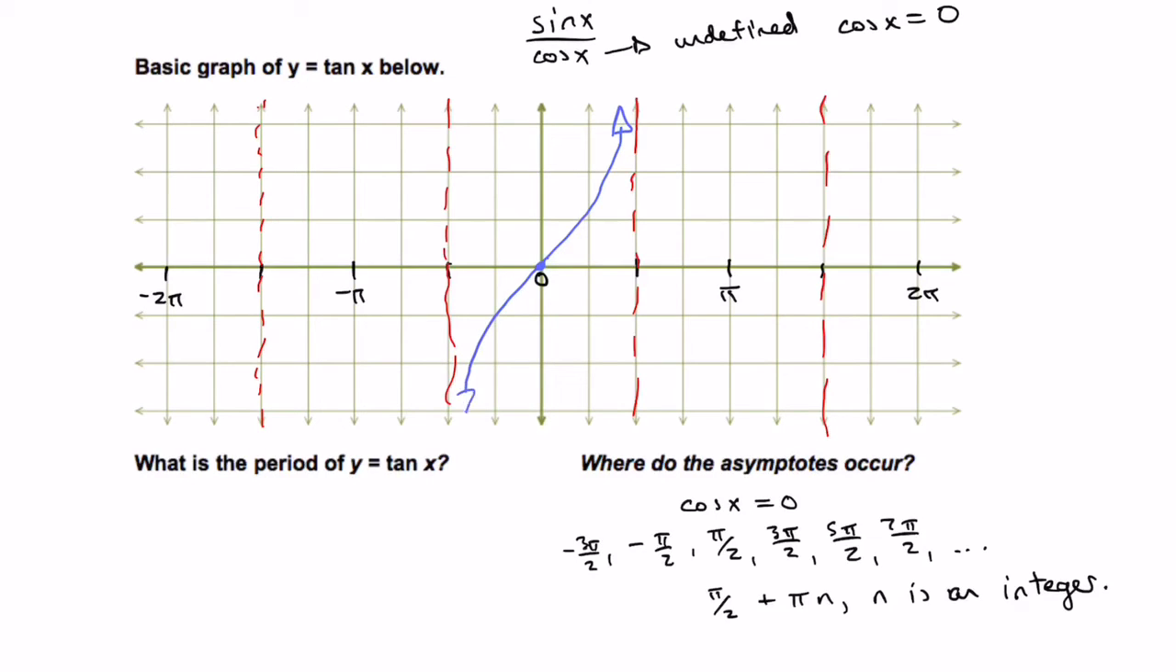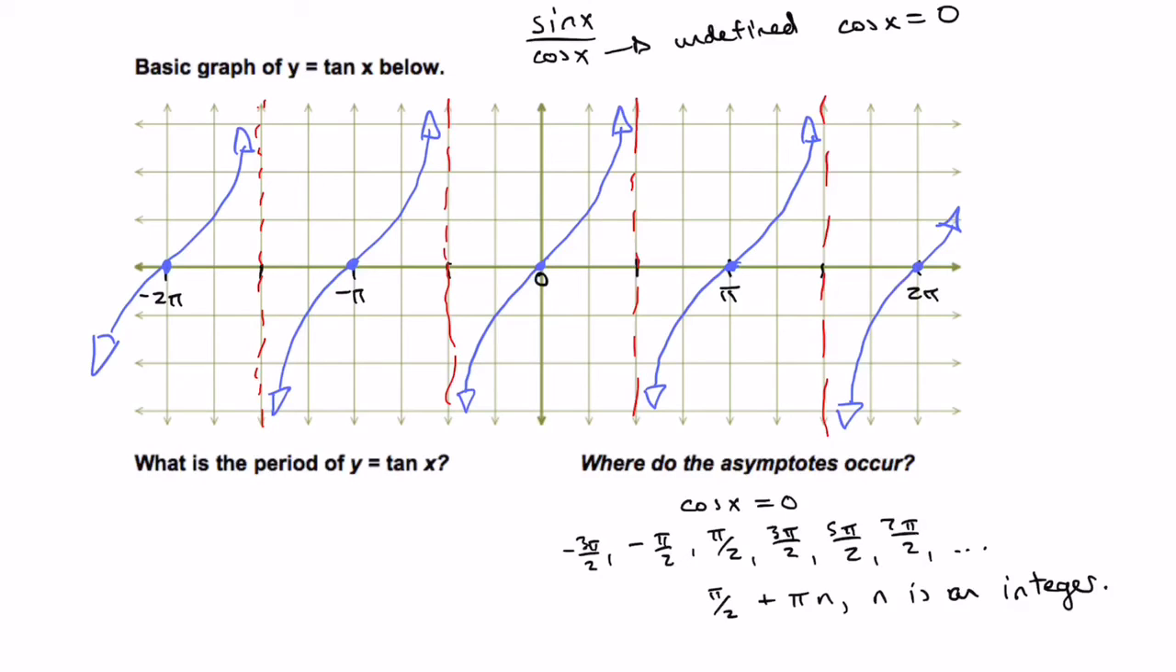And then I just know the shape from right in the middle. It's going up to the right, down to the left, and following the asymptotes. And I can just keep on going left and right. Okay, once I have them all sketched in, that's the basic graph of tan.